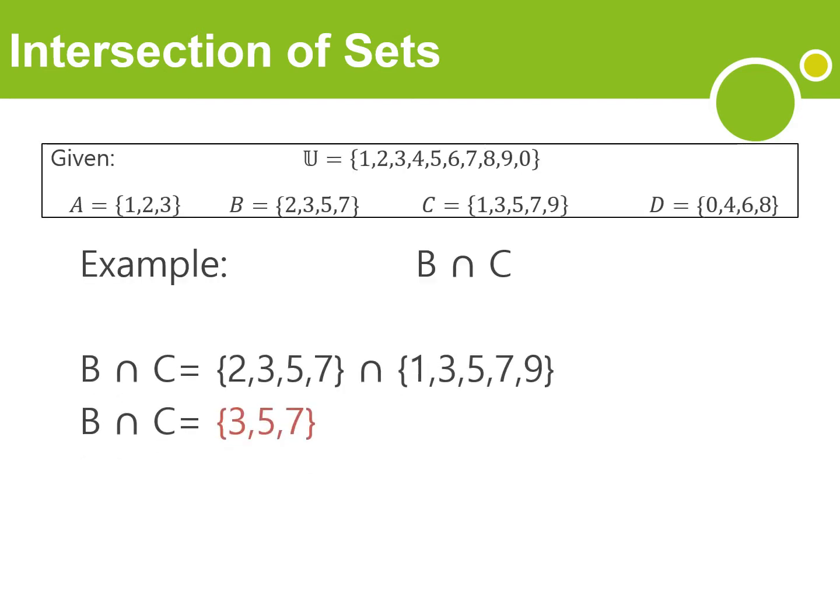Still with the same given. So our given is the same, no? So if B intersection C, what is our answer? So you write B intersection C. B is 2, 3, 5, and 7. Intersection C, 1, 3, 5, 7, and 9. Now, look at the two sets. Which numbers are in both? The numbers that are the same in B and in C. So, our answer is B intersection C equals 3, 5, and 7.